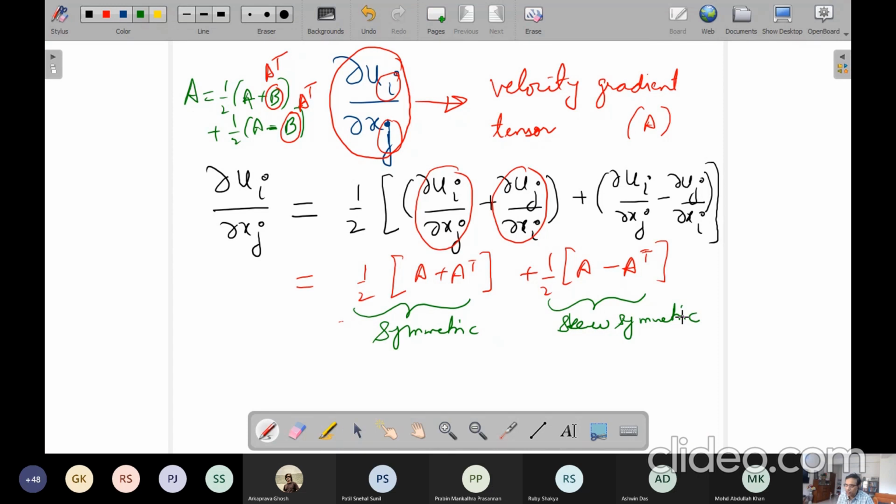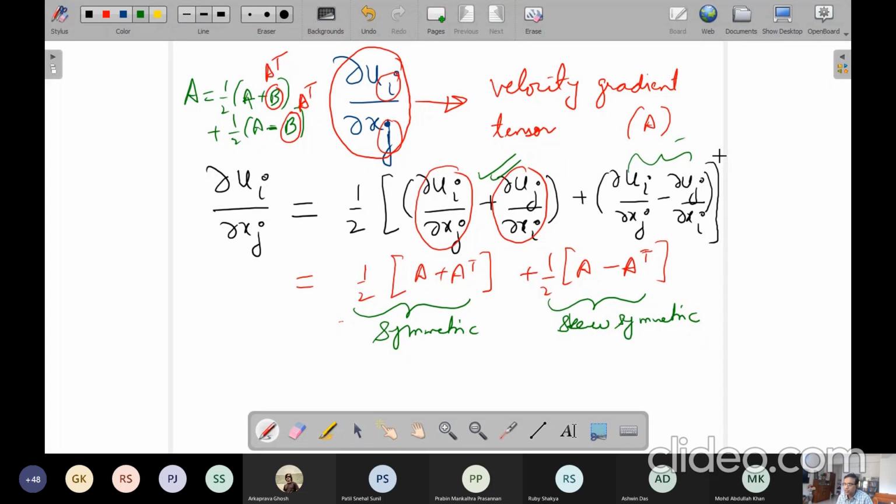So why symmetric? Because if you swap i and j, it will remain the same, right? This expression doesn't change. Why skew symmetric? If you swap i and j, this will become the negative of what it was. So that is why it is skew symmetric.